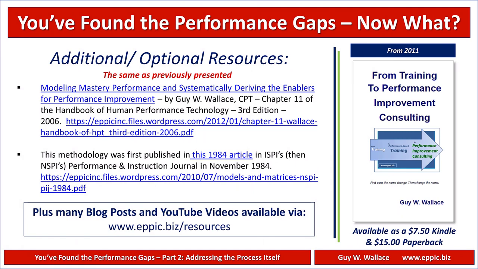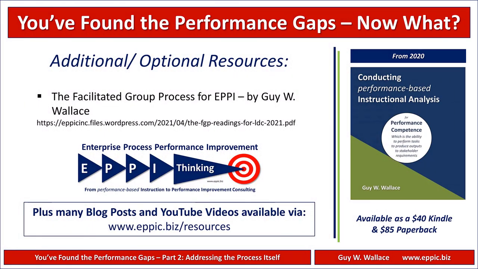There are some more additional and optional resources. There's readings, there's blog posts, there's YouTube videos. These are pretty much the same in each of these four segments. I have a book, From Training to Performance Improvement Consulting, from 2011. And I have another more recent book, Conducting Performance-Based Instructional Analysis, where part of what you're doing during instructional analysis is to determine whether or not the need is really from a deficit of knowledge and skills, or whether it's some of these other enablers that are deficient. This is all part of what I call EPI thinking, Enterprise Process Performance Improvement, and how to think about that.